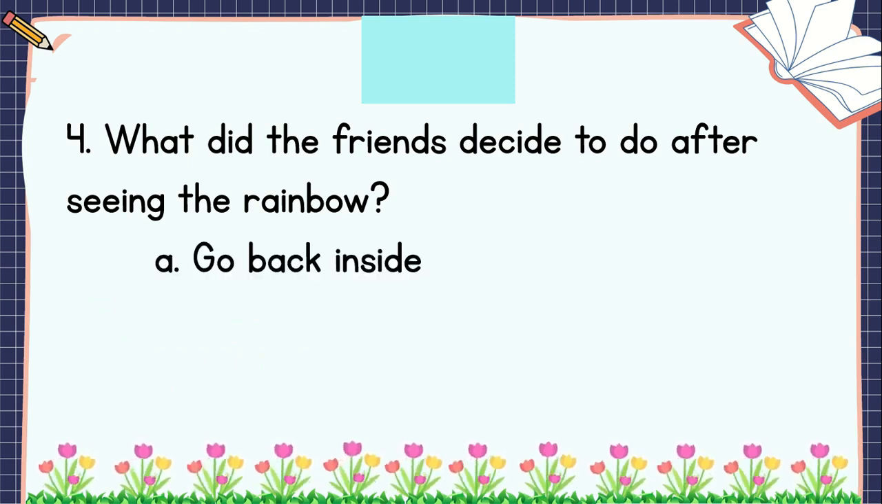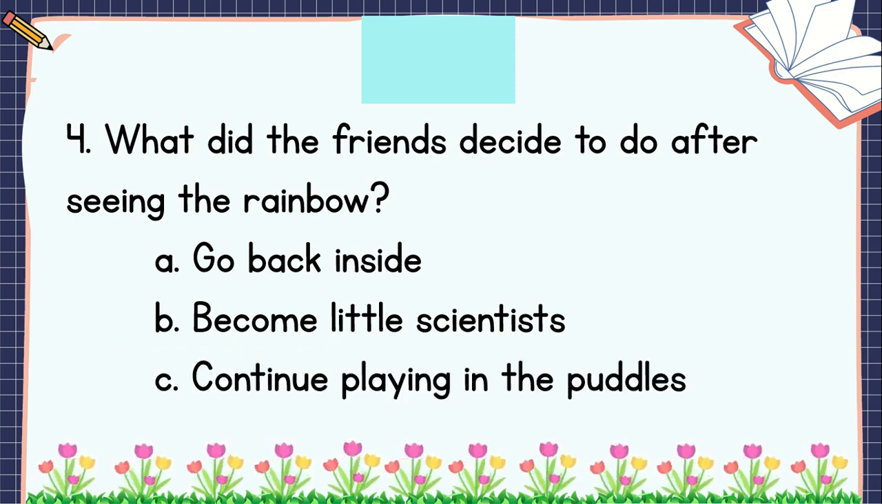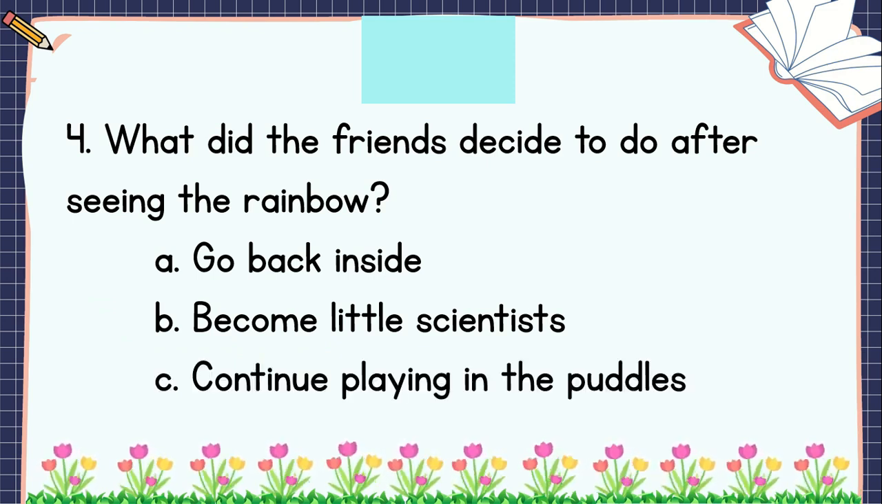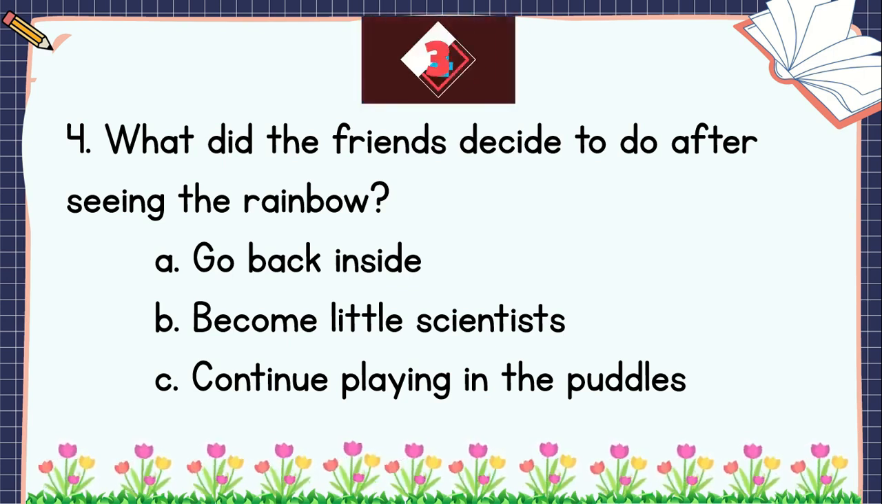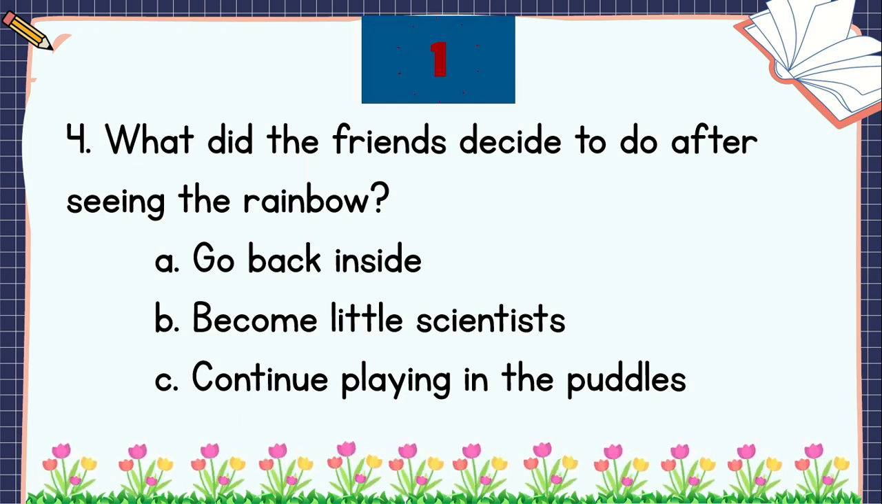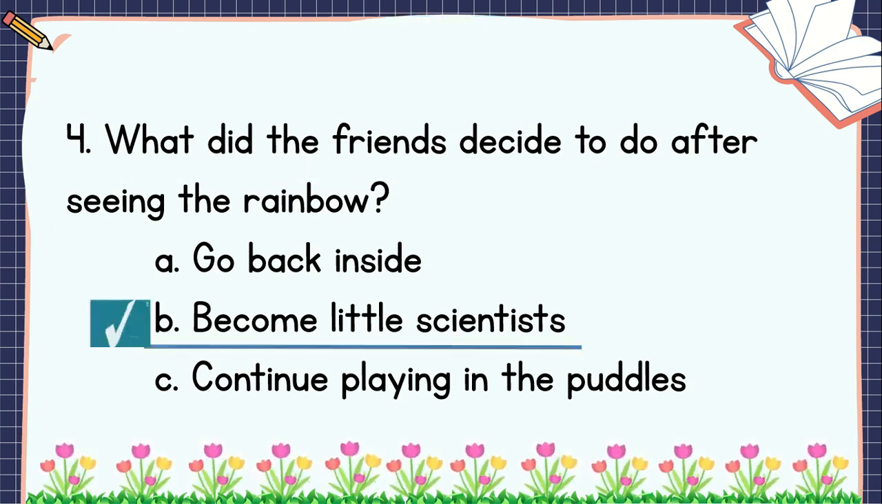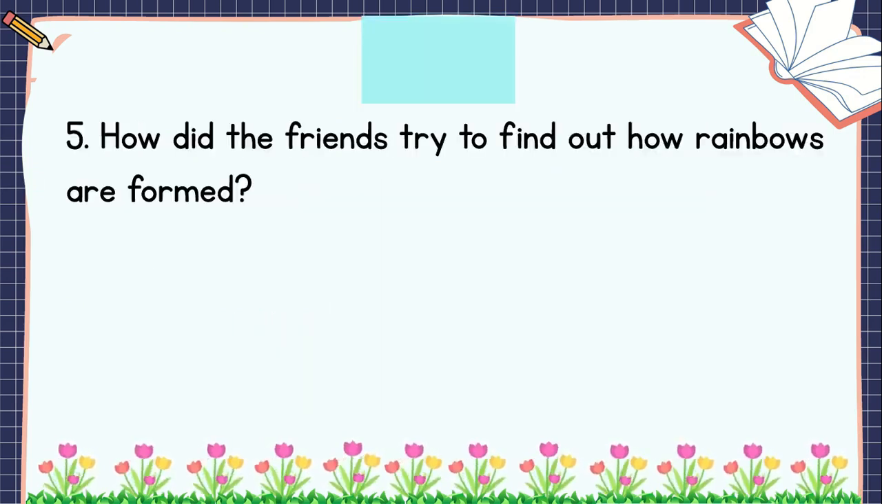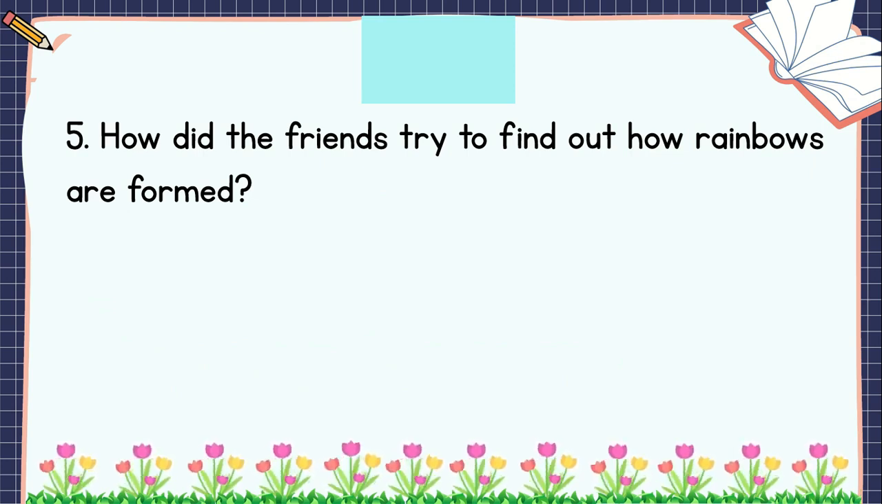A. Go back inside. B. Become little scientists. C. Continue playing in the puddles. You're right. The correct answer is letter B. Become little scientists. Number 5. How did the friends try to find out how rainbows are formed?